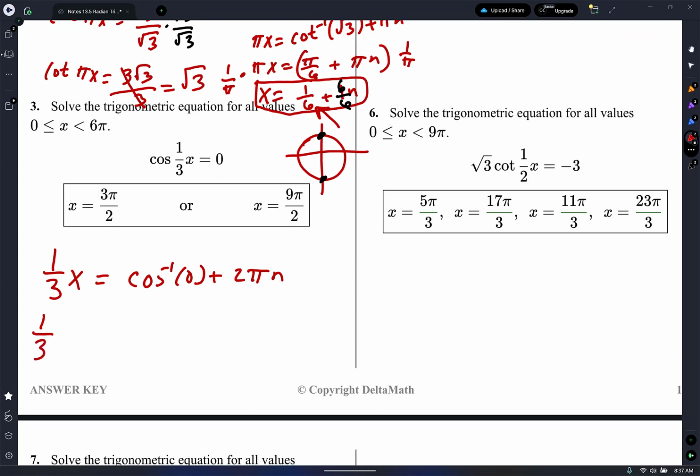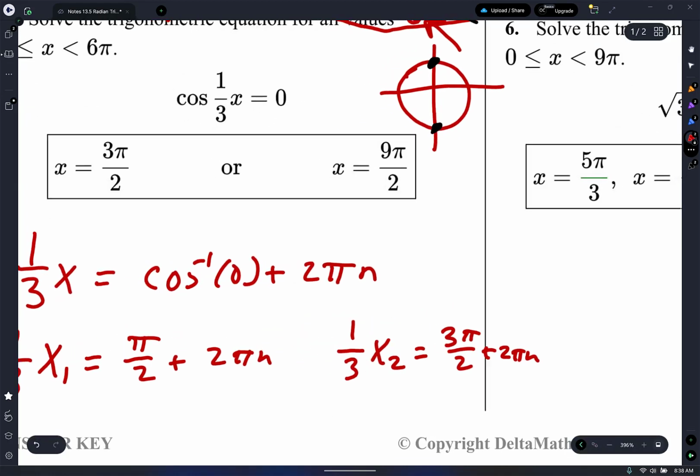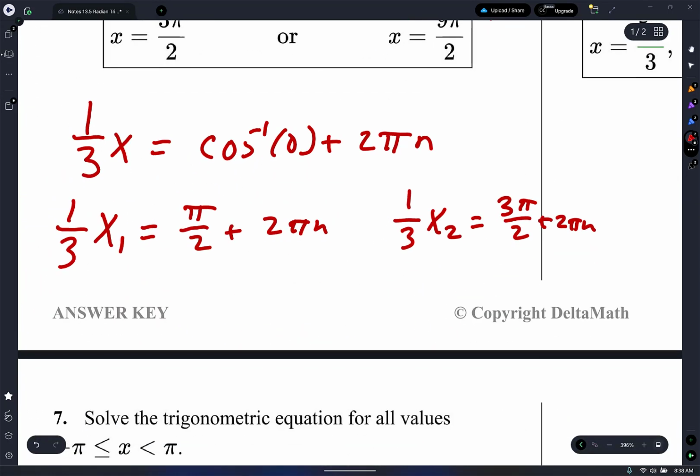Perfect. So I'm going to write 1/3 x1 to indicate my first one equals pi over 2 plus 2 pi n. And then I'm going to put the other one right here. 1/3 x2 equals 3 pi over 2 plus 2 pi n. And I'll zoom in. Now the last thing I do is just multiply everything by 3.